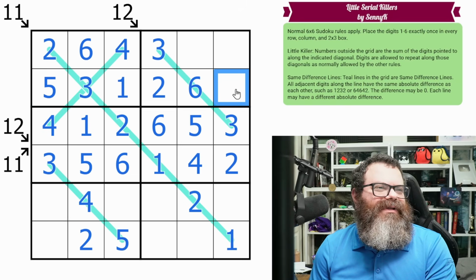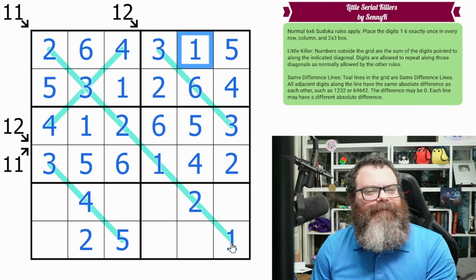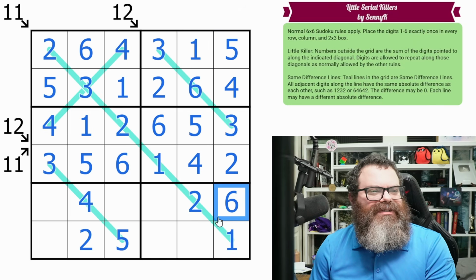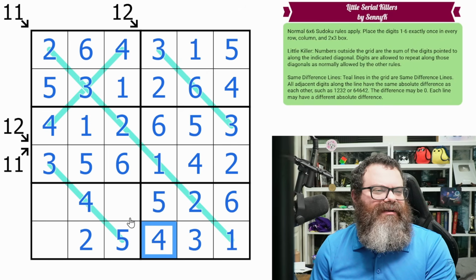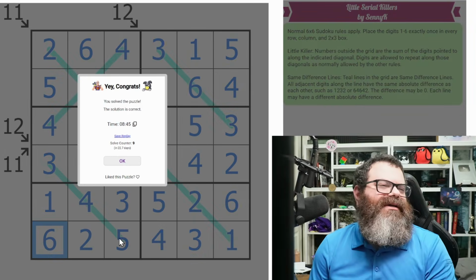Over here, we need the 4, and then up here we need 1 and 5. This is 5 and 1. That 1 down there. Column finishes with a 6. This column finishes with a 3. These two digits, we need this 5 here. We need the 4 there. This is 3 and 1. This is 6. And we're done.